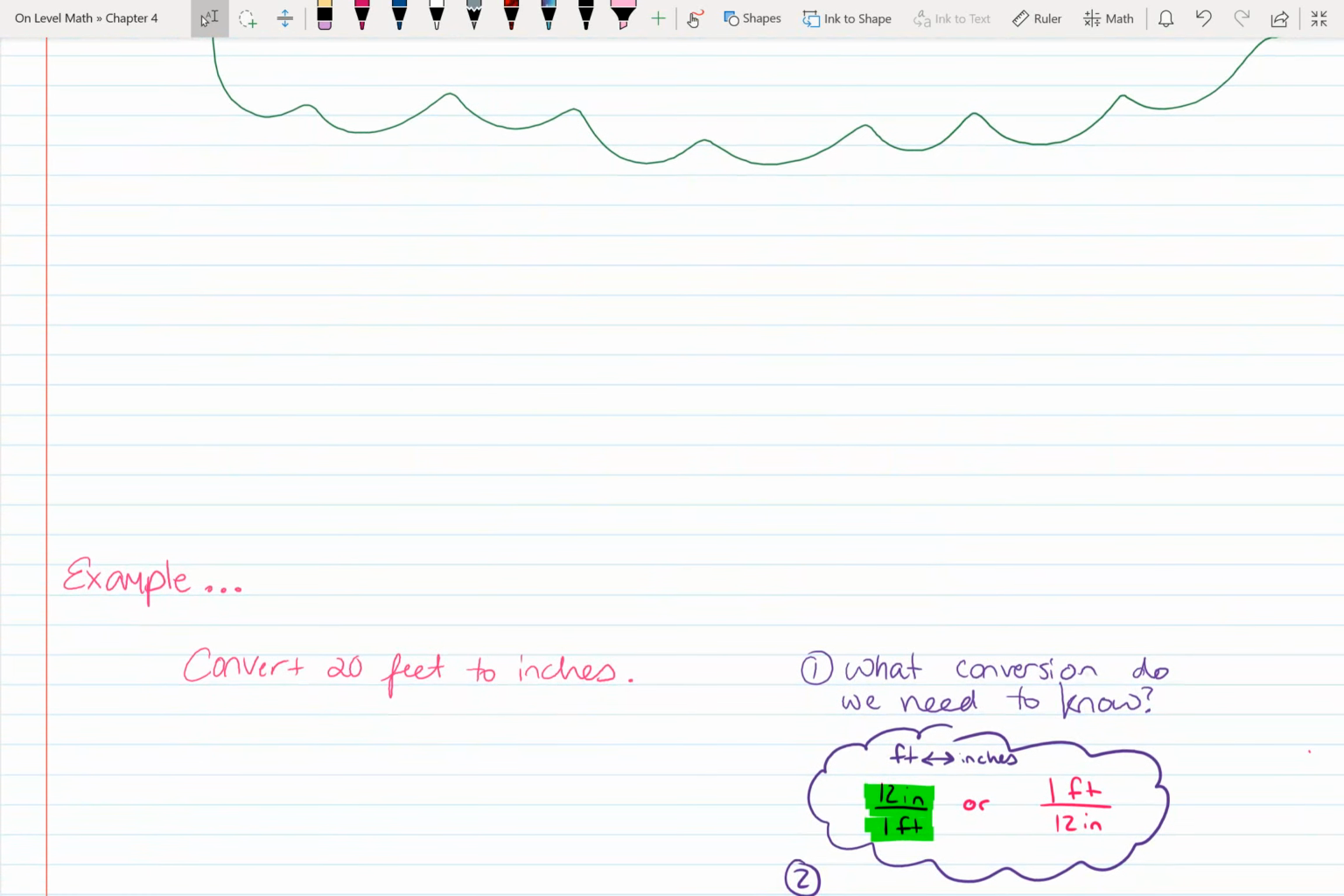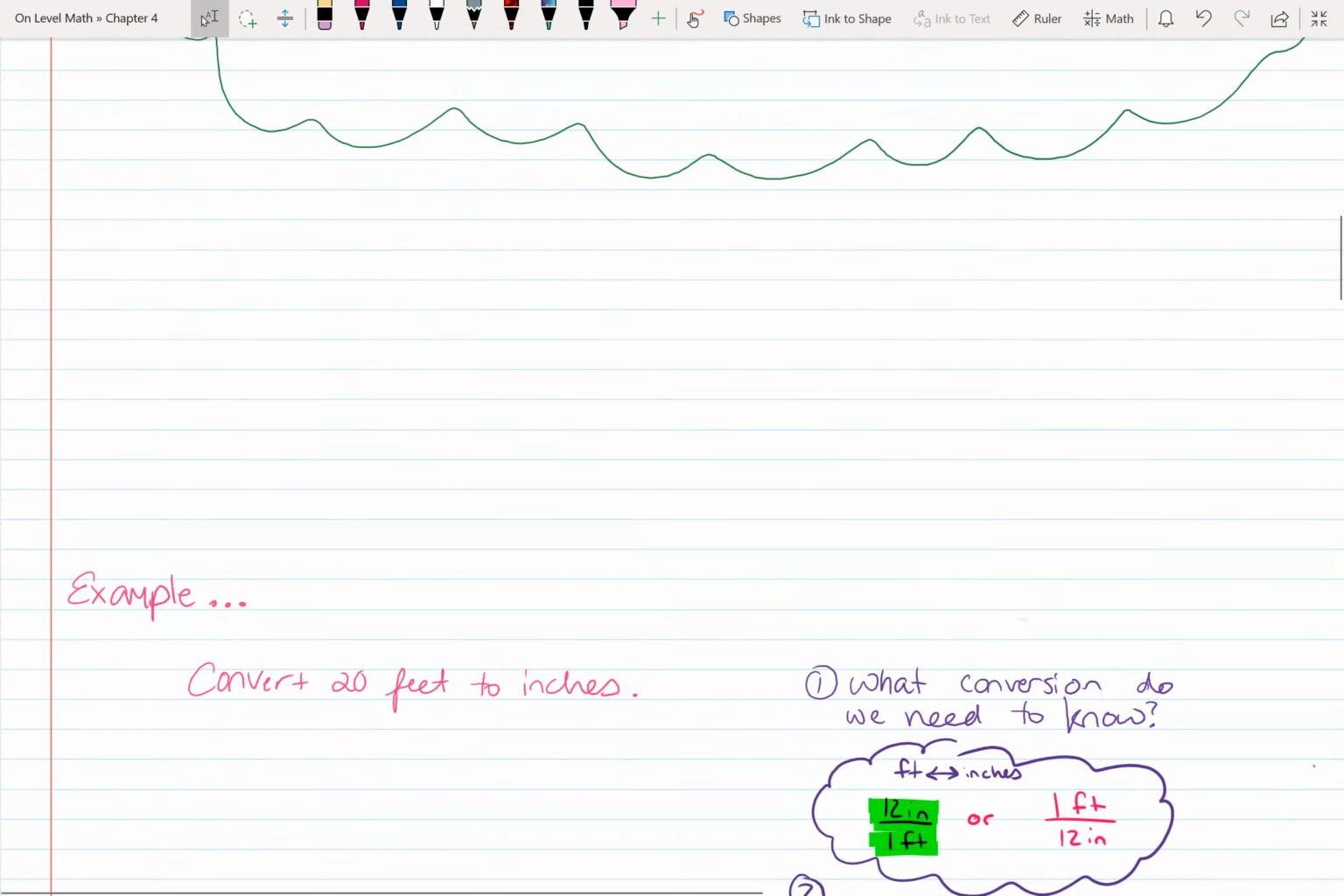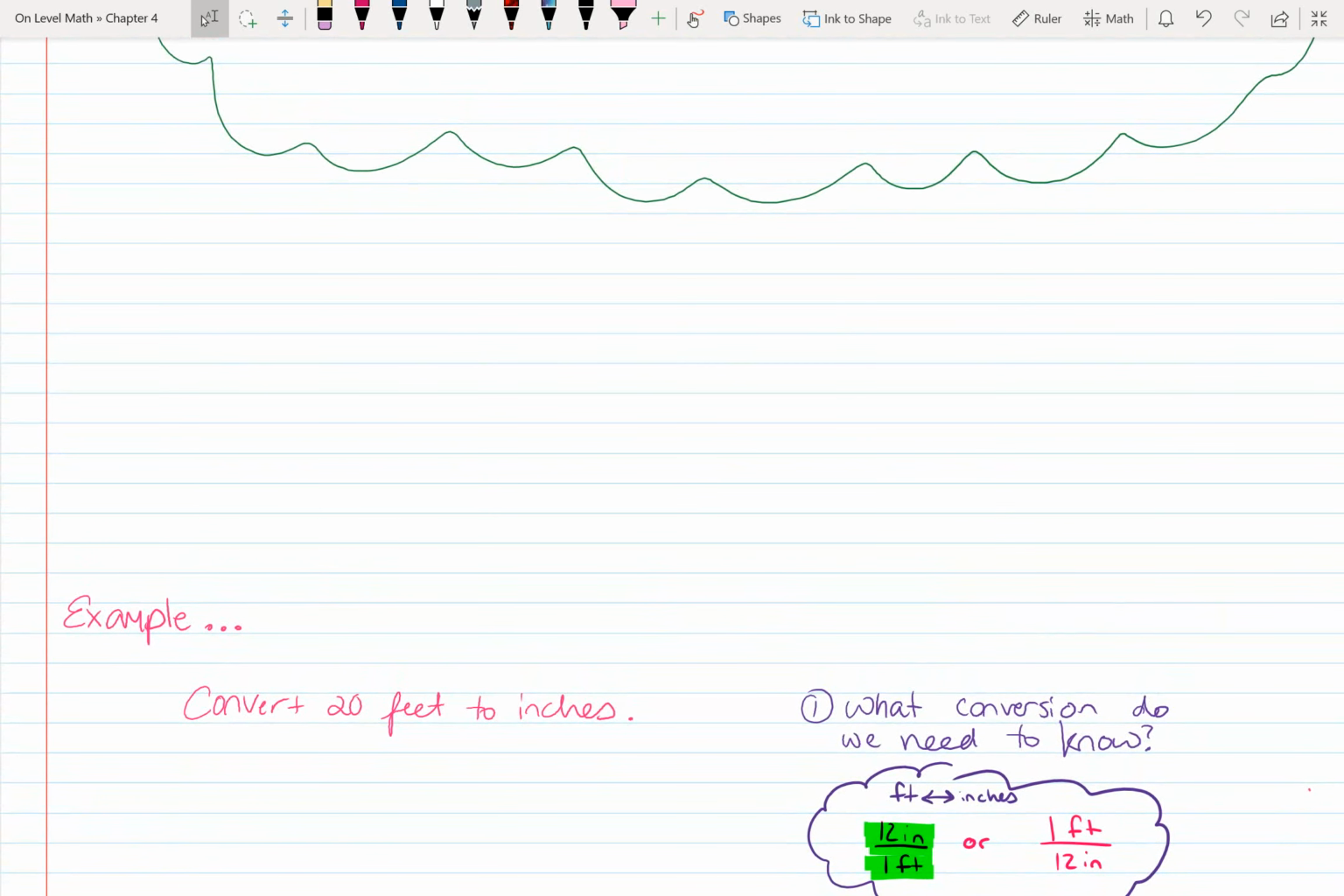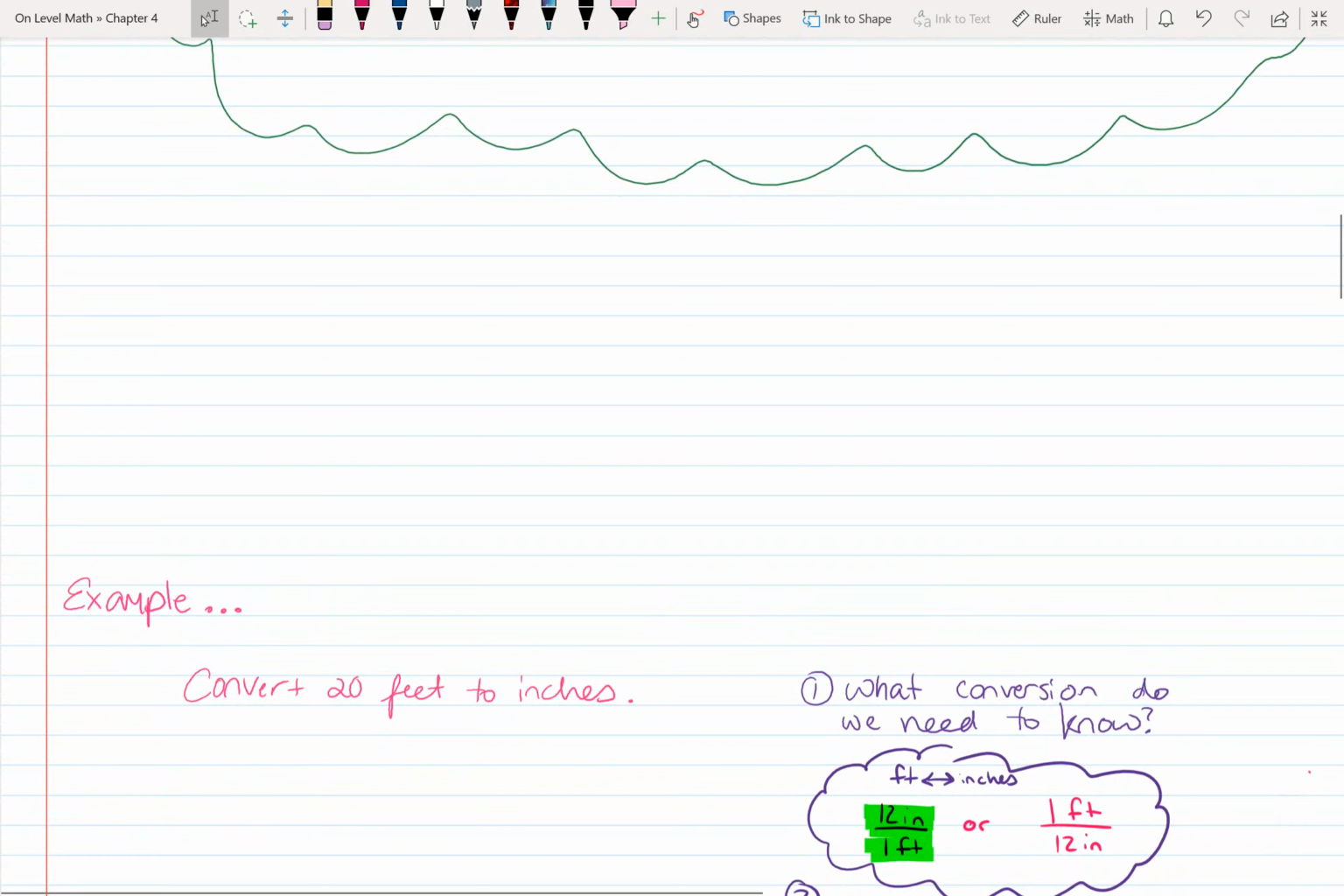Alrighty. Example 1, or example just in general. Convert 20 feet to inches. So let's just get started and start working through it together. 20 feet to inches. We're starting here at 20 feet, and our end goal is inches, right? So we need to know some type of conversion. We're dealing with feet and we're dealing with inches.